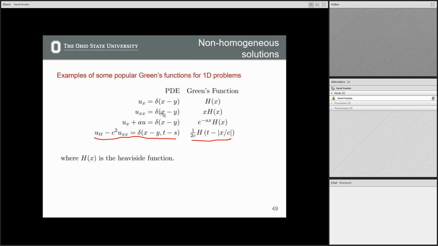This is the Laplace equation, etc. These are different PDEs. This is not an exhaustive list. There's actually whole books you can find that have like every single Green's function that people have ever found in like the history of mathematics. But this is just kind of a sampling of them.